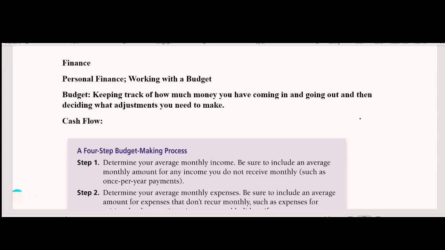Now let's talk about what is a budget. You're basically keeping track of how much money you have coming in and going out, and then deciding what adjustments you need to make. And one of the things we'll look at is cash flow. Now cash flow is the total income minus your total expenses. So we're going to take our total income minus whatever our expenses are, and that tells us at the end what our cash flow would be.